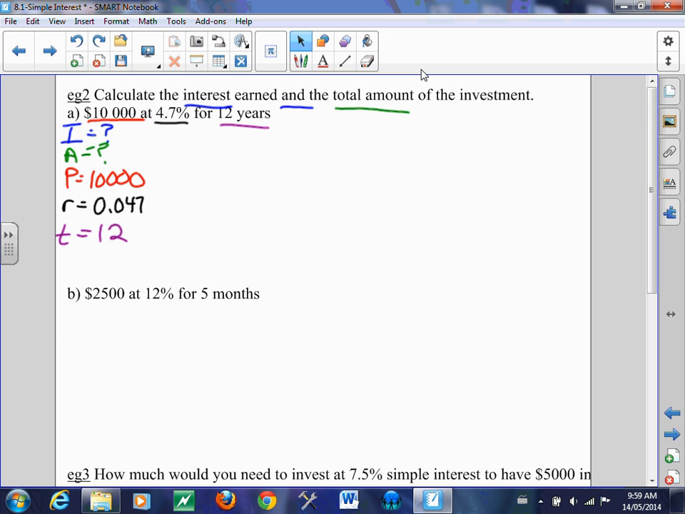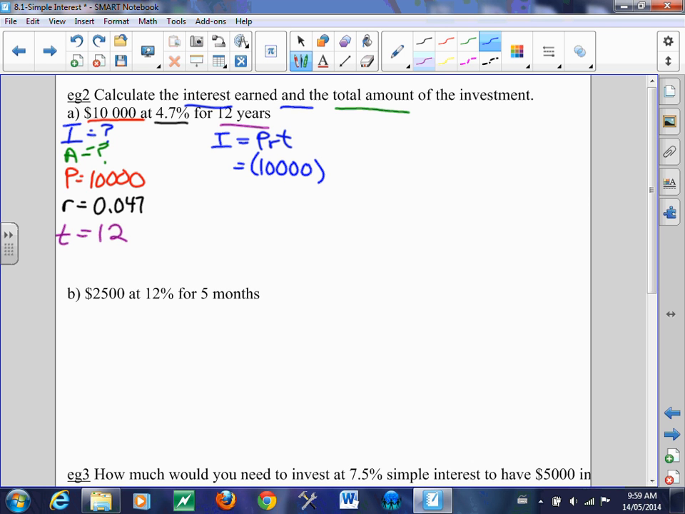So for step 1, to answer the first question, I'll do that in blue. Interest equals PRT. Show me the formula you're going to use. Sub your information in. So we've got 10,000. Forgot my dollar sign on there. Let me throw that in.